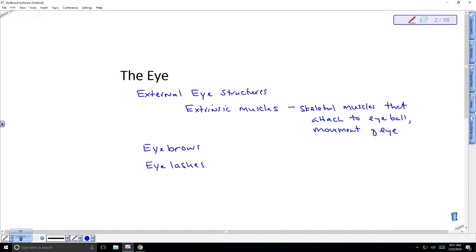Okay. Then we have what are referred to as the eyelids. And these are called palpebral. Let me see if I can spell that right. I don't think that's right. Palpebral. Let me look it up. I just learned how to say this word, actually. I thought it was really cool. Palpebral. Nope, I was right. That's how you spell it.